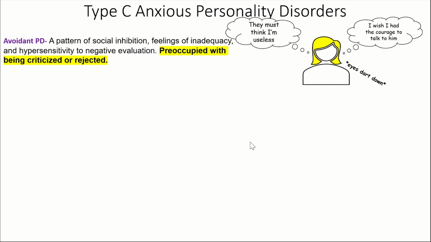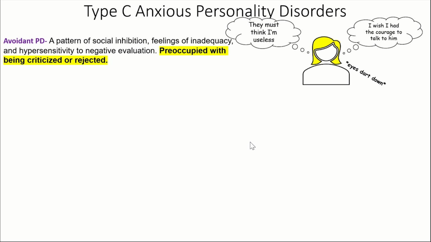The avoidant personality disorder, they have a pattern of social inhibition, feelings of inadequacy, and hypersensitivity to negative evaluation. And they're preoccupied with being criticized or rejected. The image right here exemplifies these thoughts. They must think I'm useless. I wish I had the courage to talk to him.